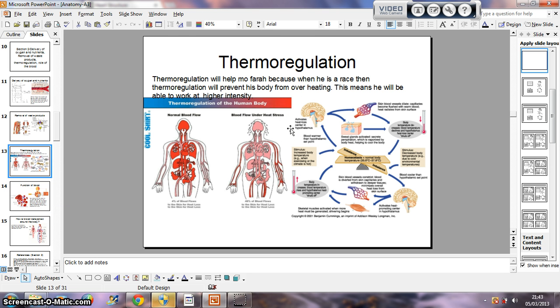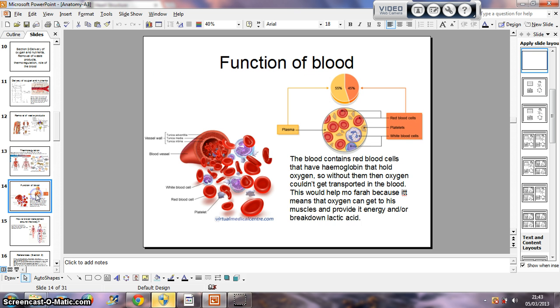Now, thermoregulation will help Mo Farah because it will prevent his body from overheating. This means he'll be able to work at a higher intensity. So, function of blood. Red blood cells are the most abundant cell in the body. The shape of a red blood cell is like a donut, so it has a greater surface area and can hold more oxygen. Red blood cells are made in the bone marrow.